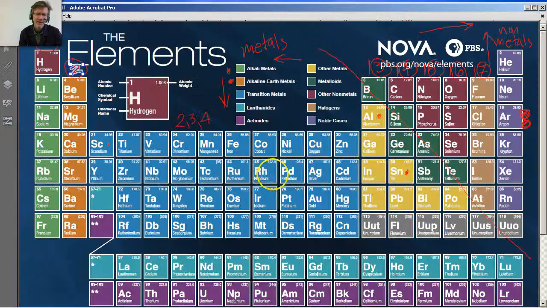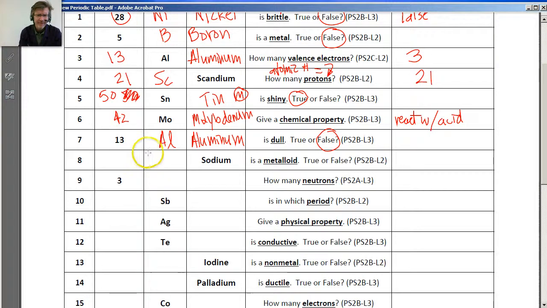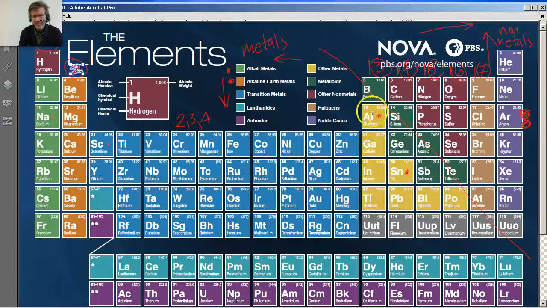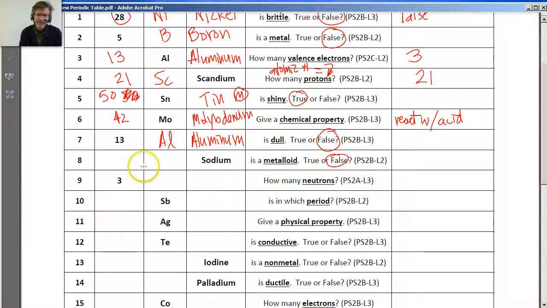Let's do number 8, sodium. Sodium's over here, Na. Metal? Non-metal? Metalloid? Well, it's to the left of this line here and down or so. So sodium's a metal. So it's not a metalloid. It's not on that line. It's not one of these green ones, right? So false, metalloid. Sodium is number 11. It's Na.